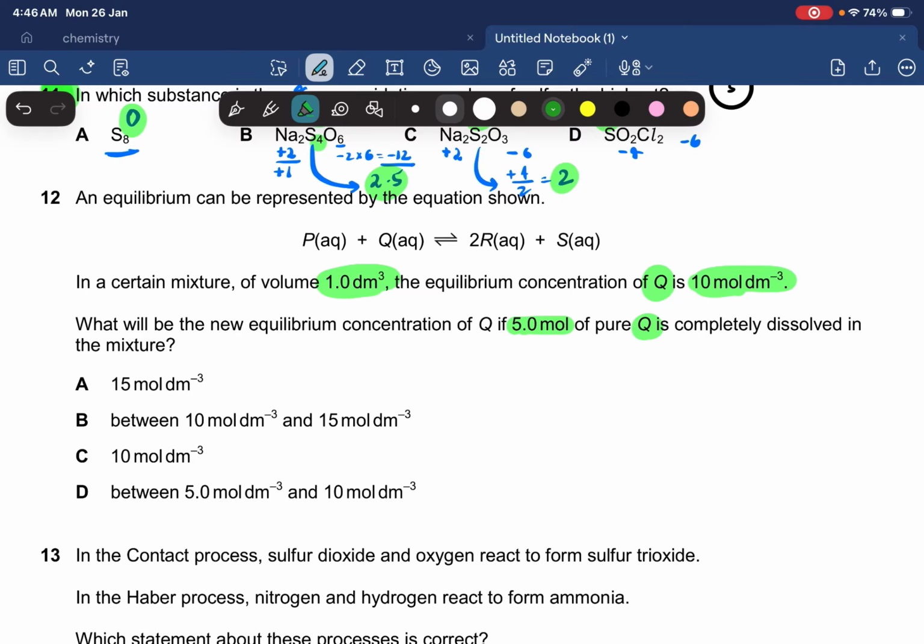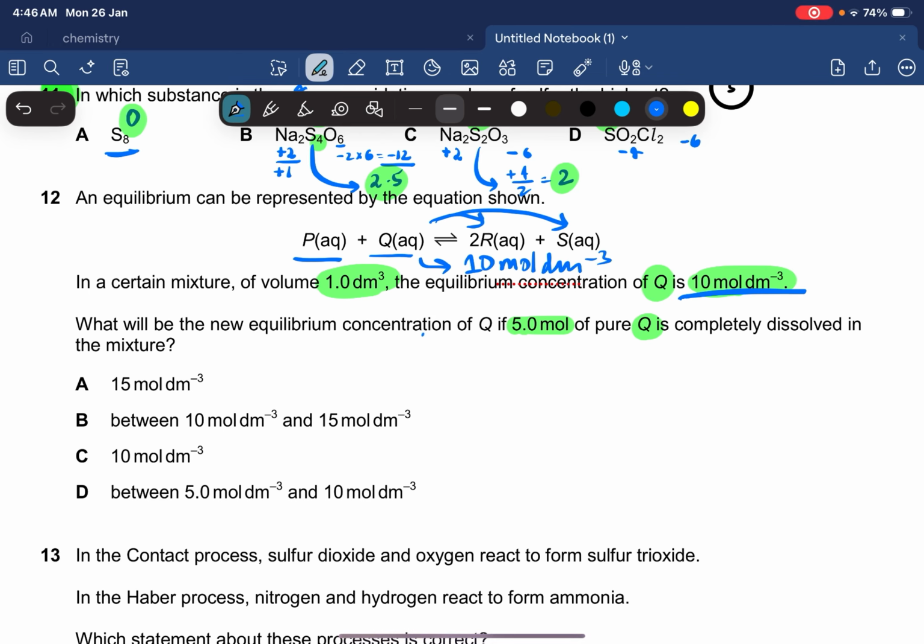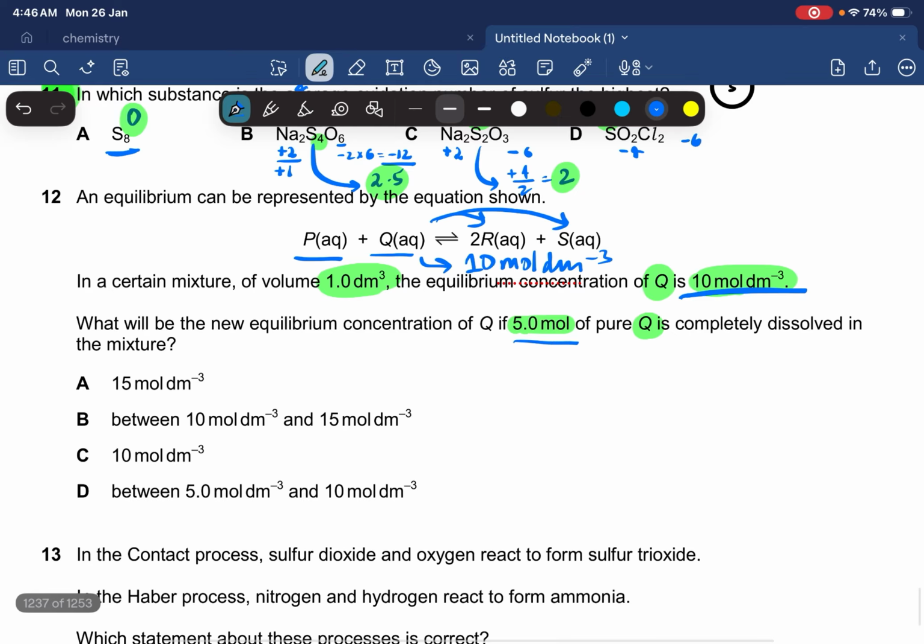Okay, so what's happening is that we have P, we're making it react with Q, and then we're forming 2R and S. The equilibrium concentration of Q is 10 mole per dm cube. At equilibrium, we have 10 mole per dm cube of Q. What will be the new concentration of Q if 5 mole of pure Q is completely dissolved in the mixture?